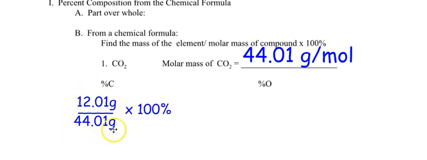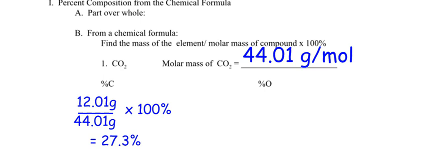So this is going to be a decimal. So then multiply that by 100%. Go ahead and calculate. What's 12.01 divided by 44.01 times 100? Did you get 27.3?